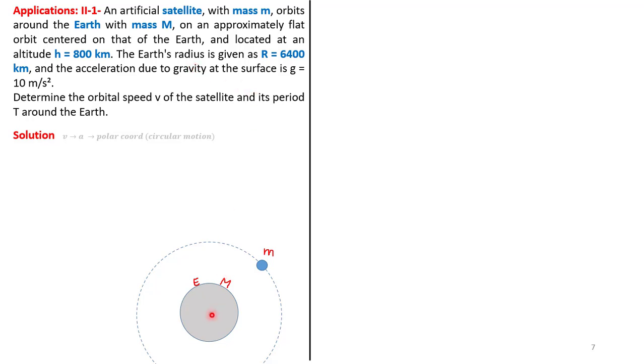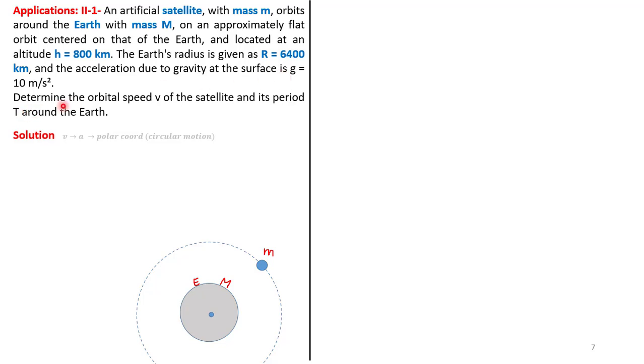So they gave us the radius of the Earth, and the acceleration due to gravity at the surface is g equal to 10 meters per second squared. So here they specified that at the surface of the Earth, g is equal to 10 meters per second squared. Why? Because in fact, g changes with the altitude. But when you are near the surface of the Earth, we say that g is equal to 10 meters per second squared. Okay? So g depends on the altitude from the surface of the Earth.